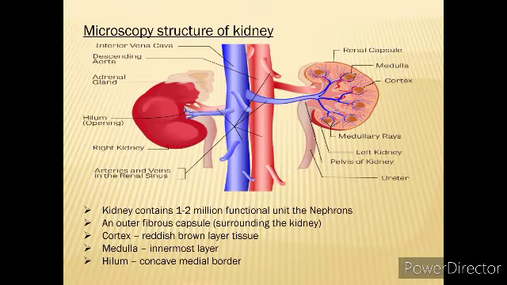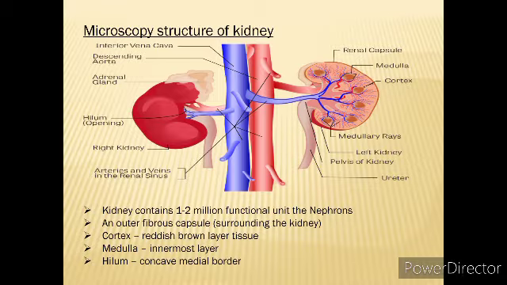The kidneys are bean-shaped organs, about 11 centimeters long, 6 centimeters wide, and 3 centimeters thick, and the weight is 150 to 170 grams. They are embedded and held in position by a mass of fat and a sheath of fibrous connective tissue. The renal fascia encloses the kidney and the renal fat. Now what is the gross structure of the kidney?